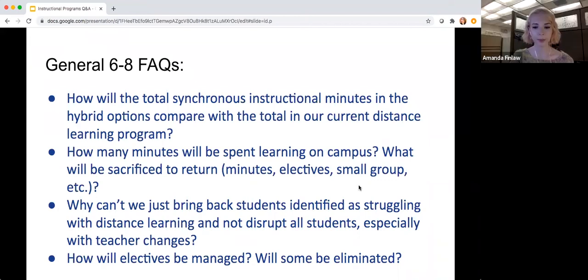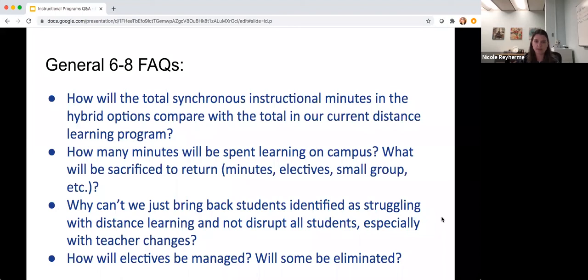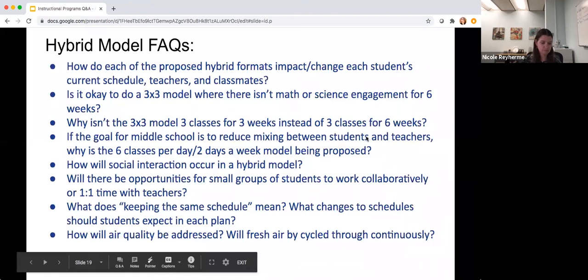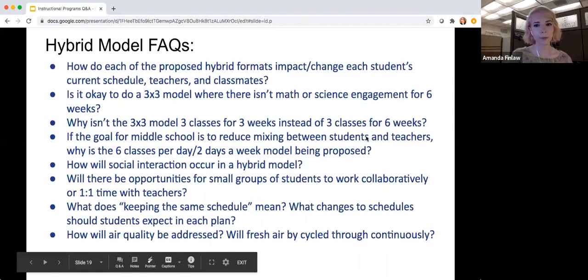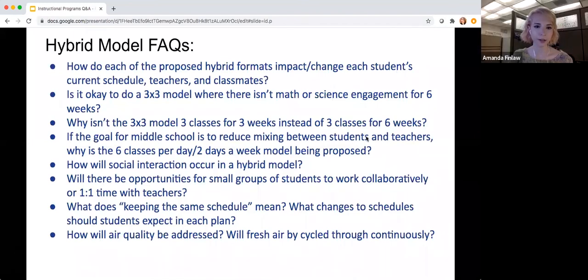How will electives be managed? Will some be eliminated? We are striving to create a system where those electives will be maintained for most of our students. However, for our EDL, our extended distance learning program, we may not be able to maintain all of the same electives. How do each of the proposed hybrid formats impact or change each student's current schedule, teachers, and classmates?